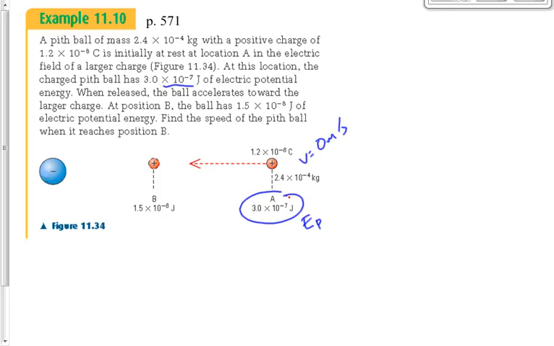When it's released, the ball accelerates toward the larger charge. Why does it accelerate toward the larger charge? Because it's positive and the larger charge is negative and it's attracted to it. At position B, the ball has 1.5 times 10 to the negative 8 joules of potential energy. Why does it have less potential energy? Tell me why it has less potential energy here. Because it's speeding up, right? And if it's speeding up, it gains kinetic energy and it must lose potential energy, right?